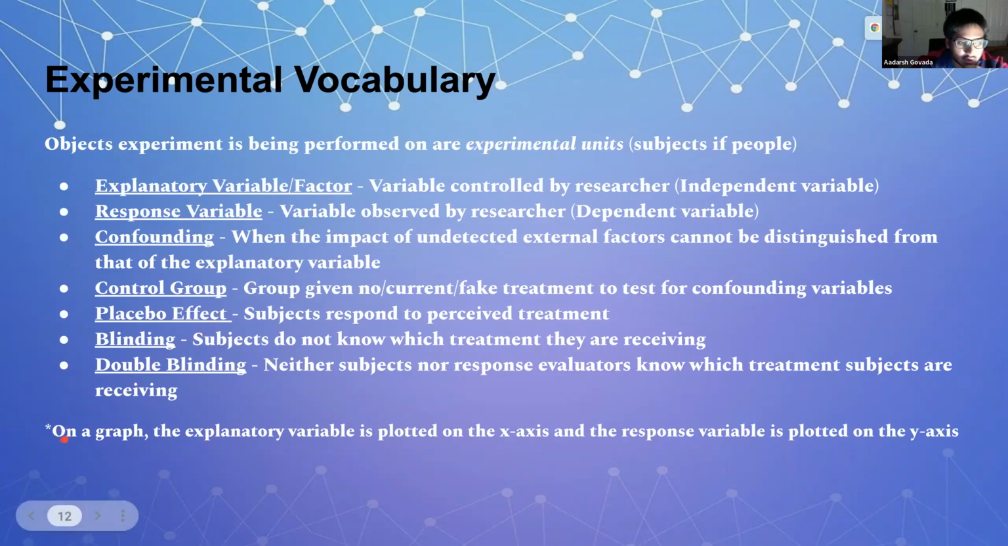A little note here is that on a graph, if you were to plot the results of an experiment, the explanatory variable would be on the bottom on the x-axis, and the response variable is on the y-axis, because you're saying that the response variable is caused by the explanatory variable.